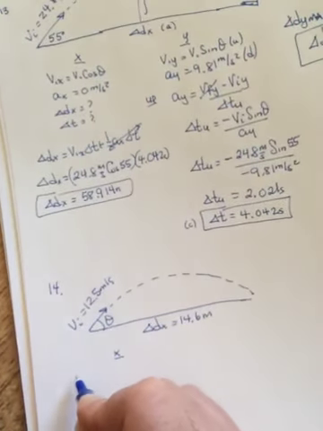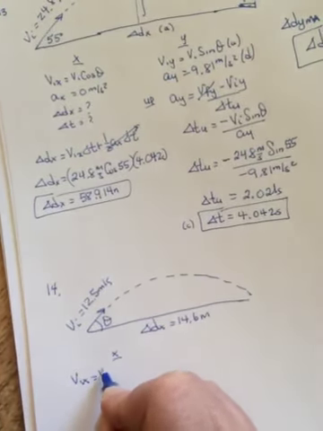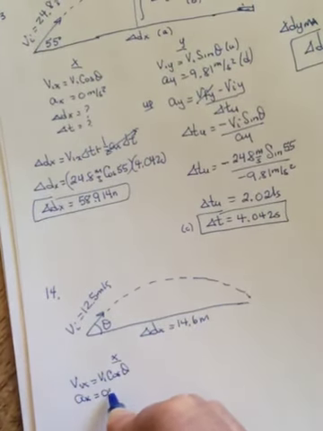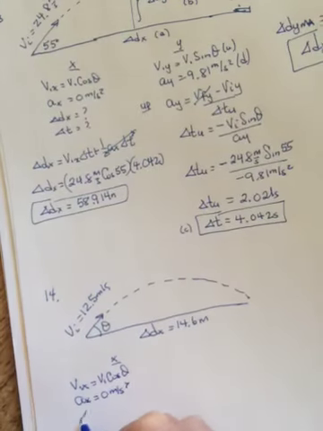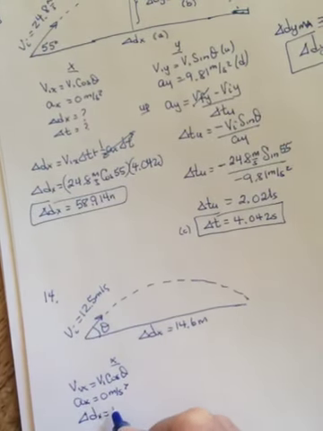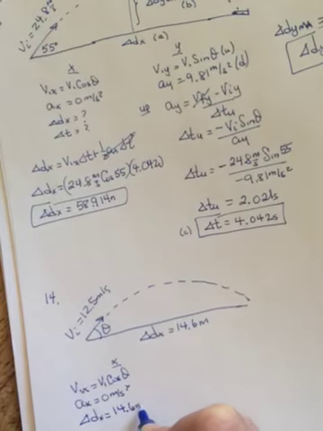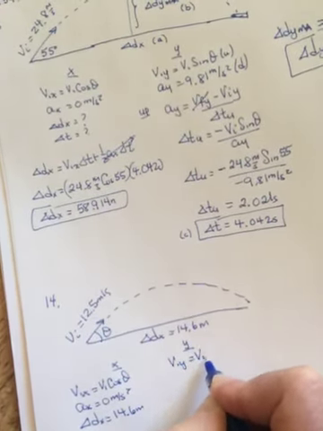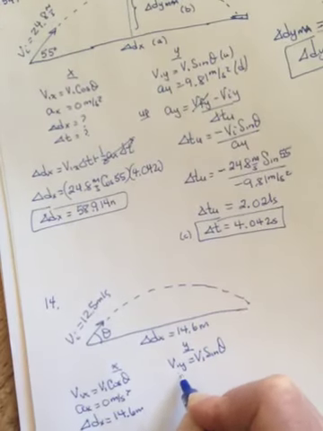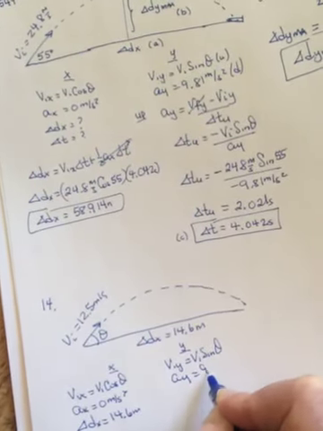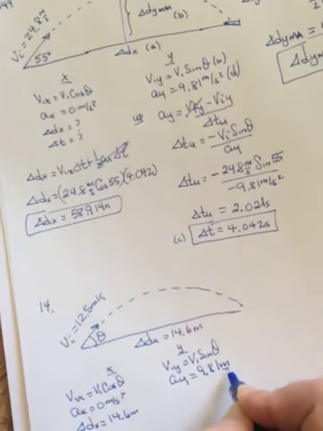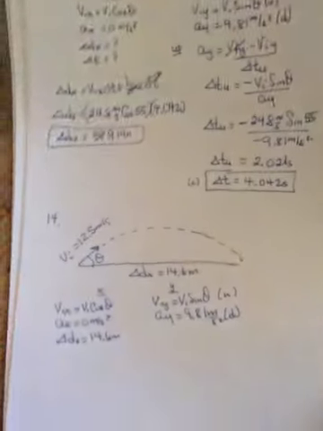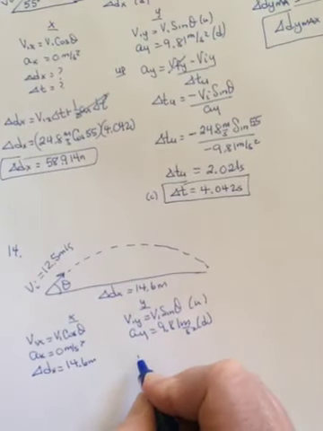Okay, so in the x direction again, VIX will be VI cos theta, AX will be 0, and delta dx will be 14.6 meters. In the y direction, VIY is VI sine theta, AY is 9.81 meters per second squared, and this is down and this is up, so again we need to pay attention to our negatives.